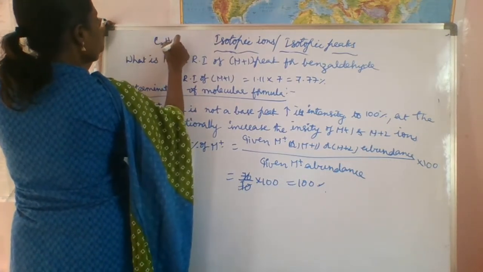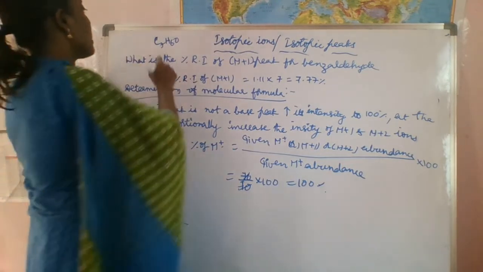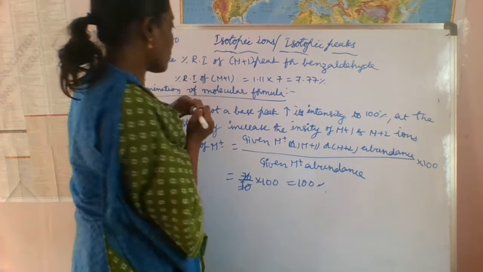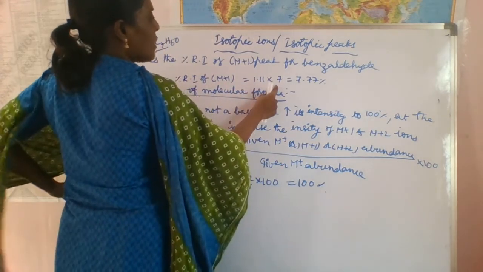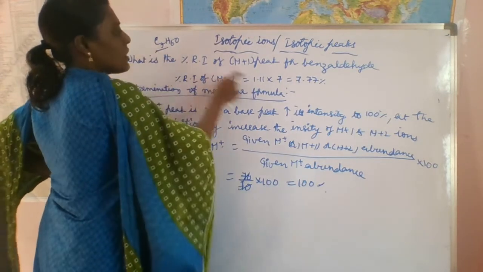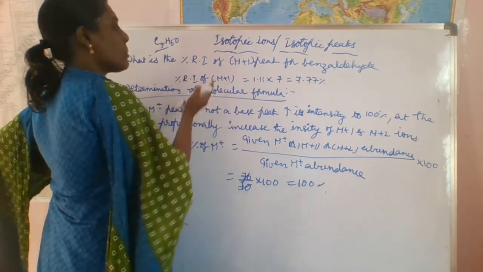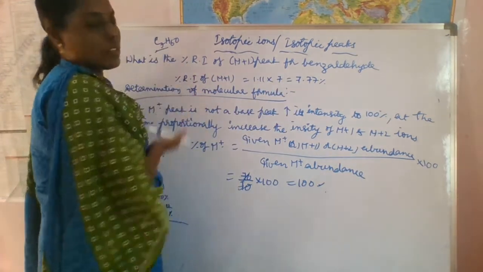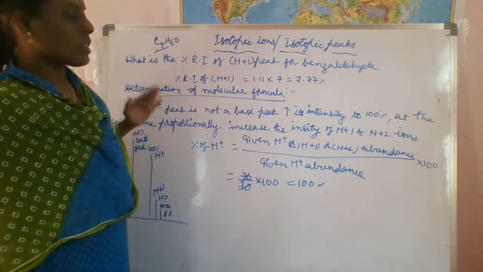C7H6O, right? C7H6O. Okay, so how many carbons are there? 7 carbons are there. So what is the formula here? 1.11 into the number of carbon atoms. The number of carbon atoms for benzaldehyde is 7. So what is the value? 7.77 percent M plus 1 peak is present, right? Okay, so we can determine the molecular formula by using the M plus 1 ion peak.